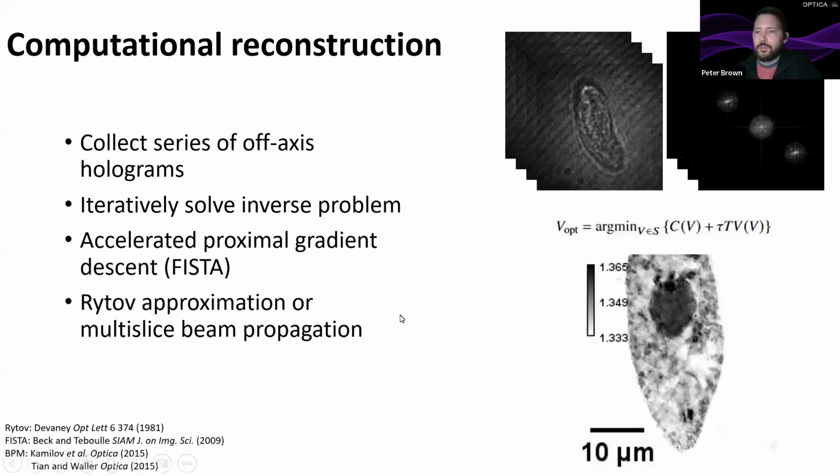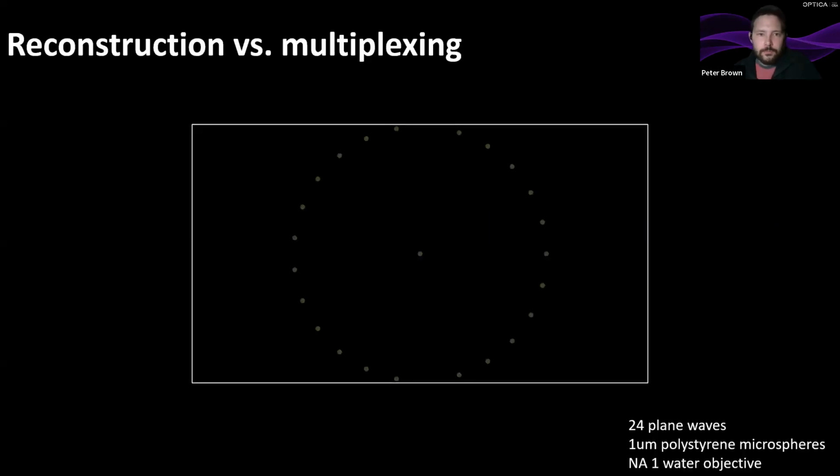Typically, we either use a Rytov approximation, which is linear and can easily be adapted to multiple plane waves in the sample, or a multi-slice beam propagation model, which is slower but can take into account multiple scattering and more easily handle complex phase fronts, such as in the position multiplexing case.